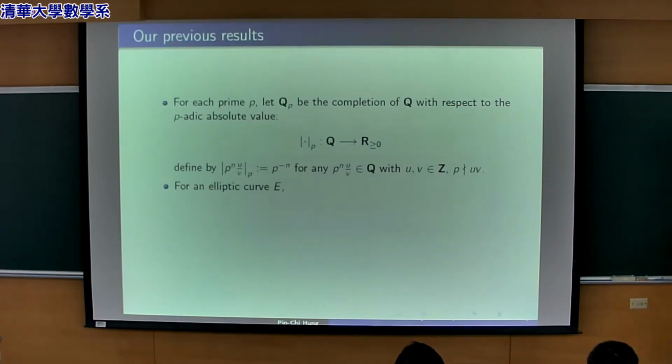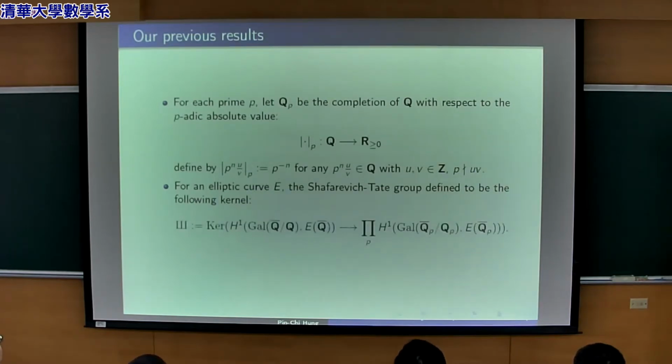So for an elliptic curve E, we have some groups called the Sha group, which is defined to be this kernel. You don't have to know what this is; I will explain it briefly in the next slide. Anyway, we have some invariants of this elliptic curve, which we call the Sha group. You only need to know this. This is not important. Okay, so what is this?